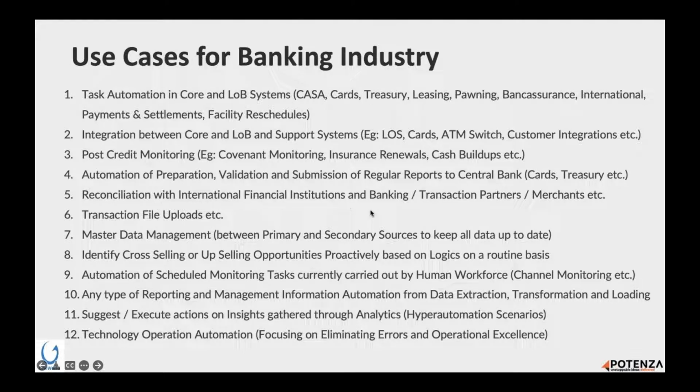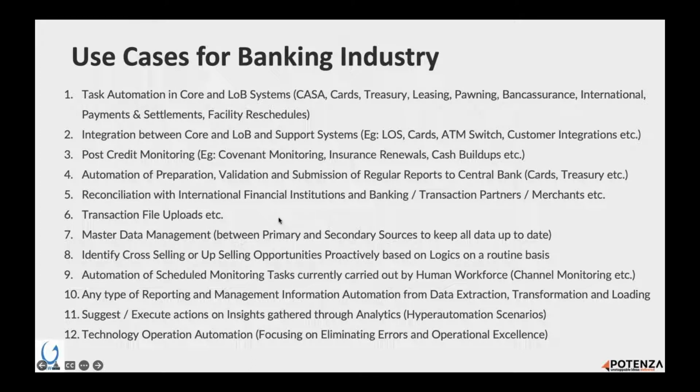Reconciliation with international financial institutions and banking transaction partners, merchants, etc. Right. So your reconciliation work can happen through RPA, probably from Bcash to any type of fintech or payments company that you work with, or any other merchants that you work with, transaction partners you work with. There are various things you need to reconcile with them. If you're doing this through reporting and manual analysis, you can automate this through RPA.